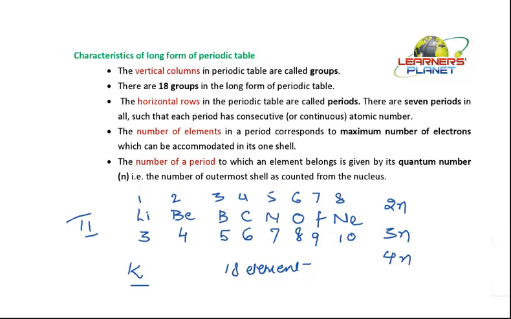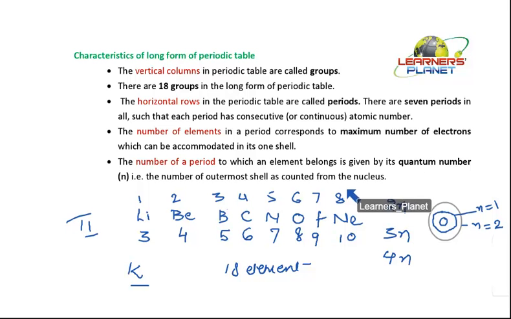That is, say this is your atom, and in the center is the nucleus. So 2n means there are 2 shells in an atom. This is n equal to 1 and this is n equal to 2. So the number of the period to which an element belongs is given by its quantum number, that is, the number of the outermost shell as counted from the nucleus.